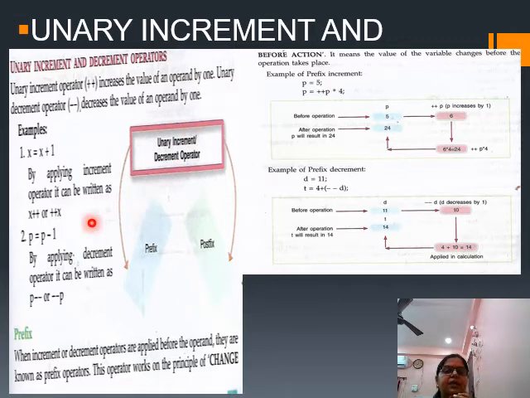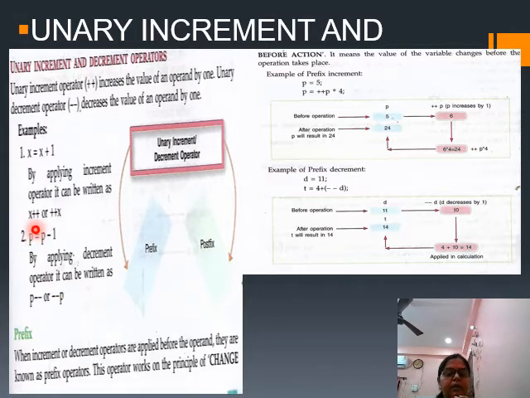In this we will see how we apply the increment operator. We can write x = x + 1. By applying the increment operator, it can be written with a single operand, x++ or ++x. Like that, p = p - 1. By applying the decrement operator, it can be written p-- or --p.